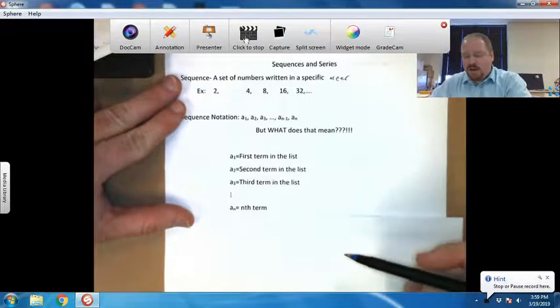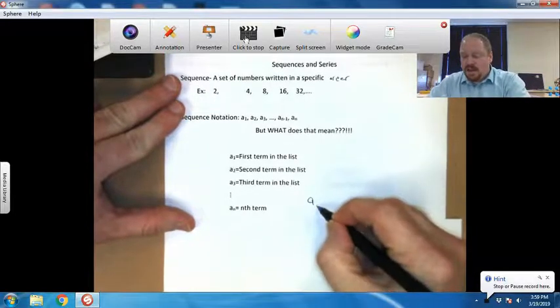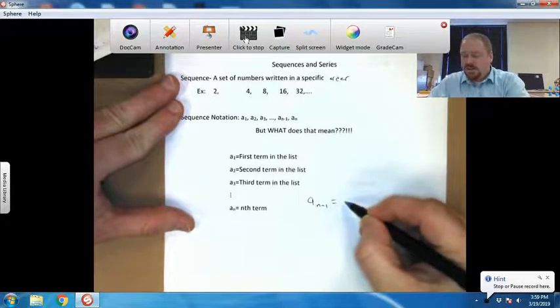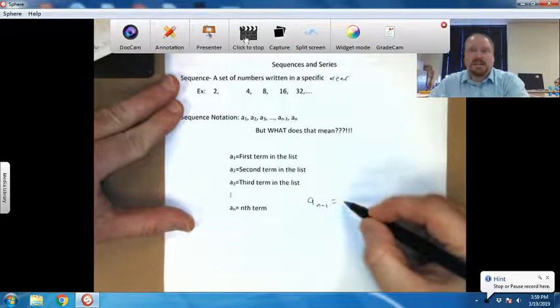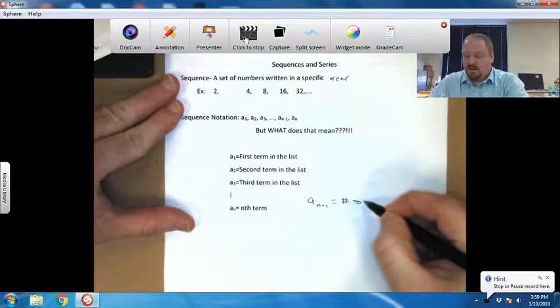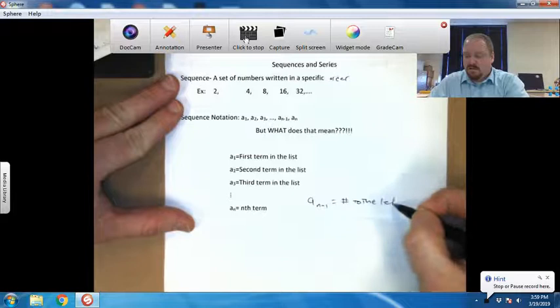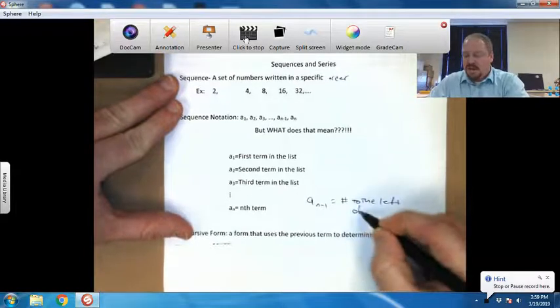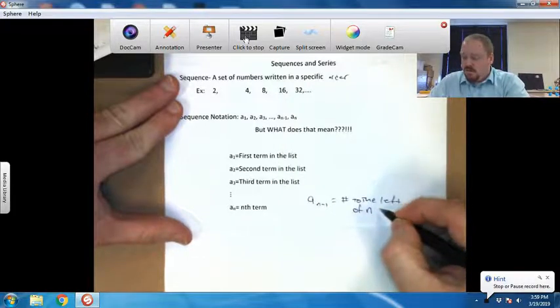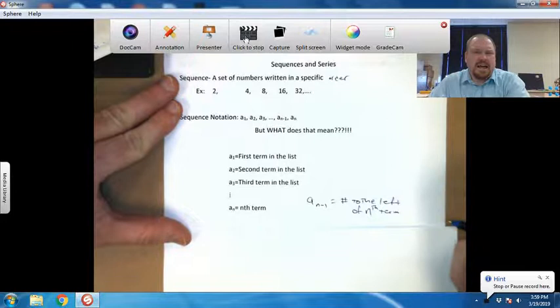If we have a sub n minus 1, okay, what this is just meaning is this is the number to the left of n. That's all. Well, of the nth term. So it's the next to last one.